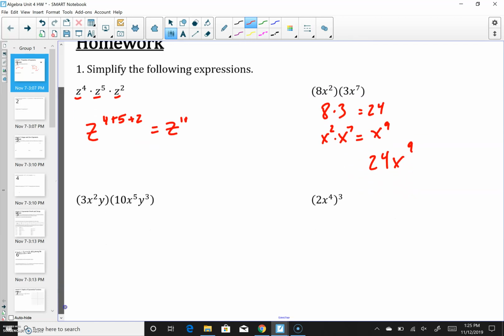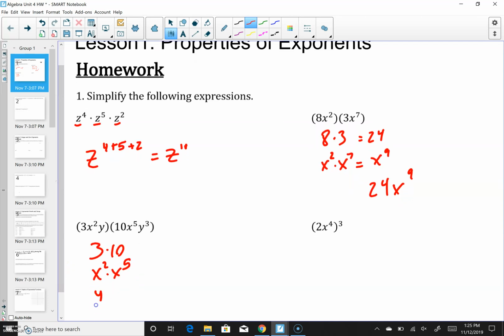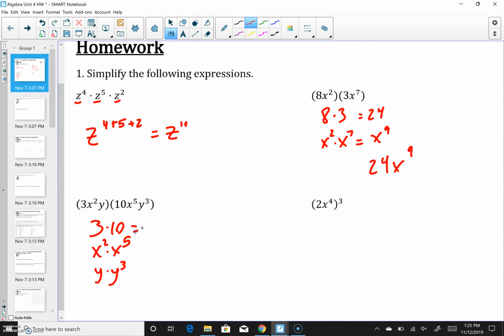If we go down to the bottom left-hand corner, it's the same thing that we just did above. The only difference is we have to account for two different letters here. So we have 3 times 10, we have x squared times x to the 5th, and we have y times y to the 3rd. So if we go in order here, 3 times 10 is 30. x squared times x to the 5th, we add our exponents and we get x to the 7th.